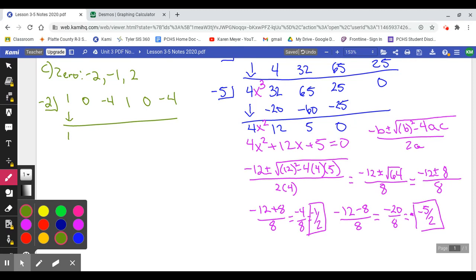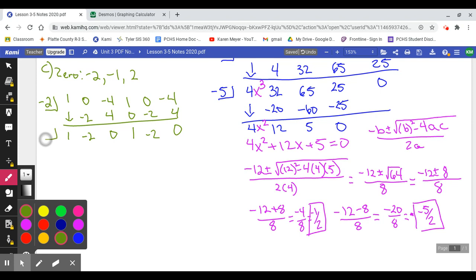So drop your 1, multiply, and then add, multiply, and add, multiply, add, multiply, add. And when you multiply and add the last time, you should get the remainder of 0. Yay.